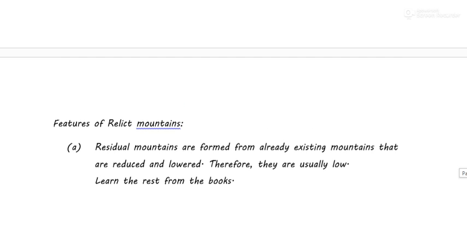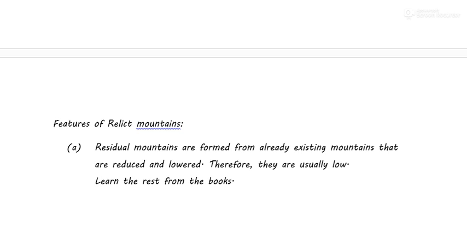And the last topic we have today is features of relict mountains. Residual mountains are formed from already existing mountains that are reduced and lowered, therefore they are usually low. And the slopes of residual mountains are gentle. So the residual mountains are not formed by any process, as I told earlier. They are just reduced and lowered. They are just eroded from bigger mountains. So therefore they are usually lower than the mountains.